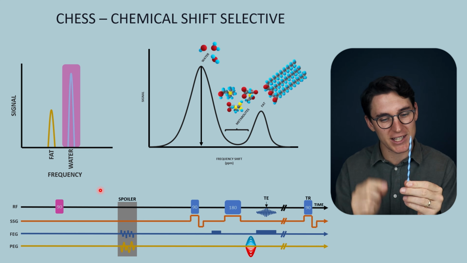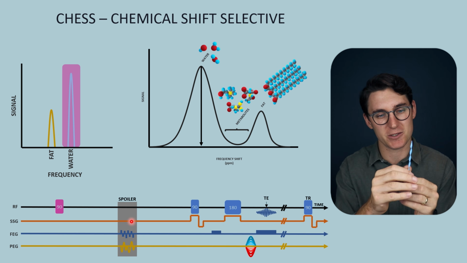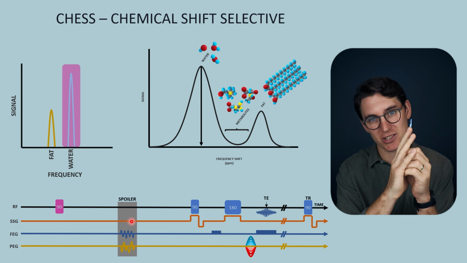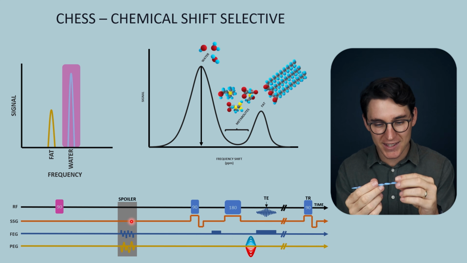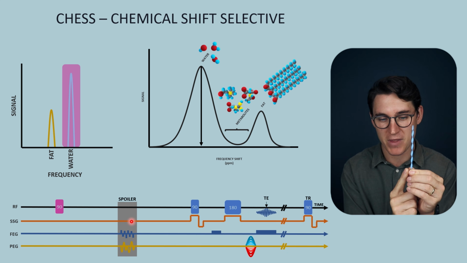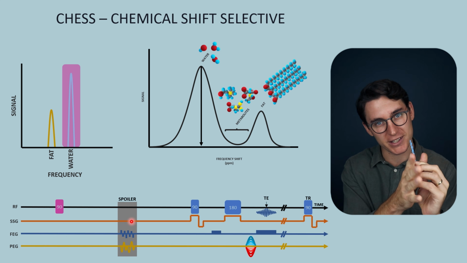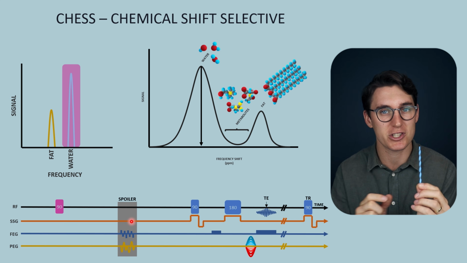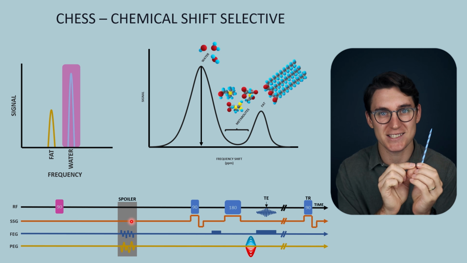Once that net magnetization vector for water has been flipped into the transverse plane, we apply spoiler gradients, which cause the net magnetization vector to rapidly dephase in the transverse plane. At this point in time, when that net magnetization vector has been flipped to 90 degrees, there is no longitudinal magnetization for water, and once we've applied the spoiler gradients, no transverse magnetization for water. The net magnetization vector for water is 0.